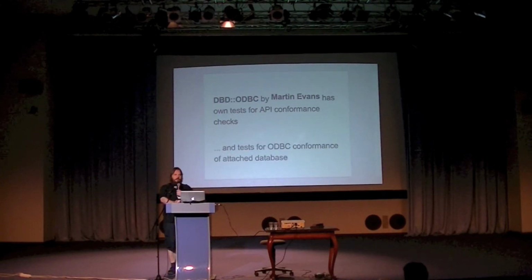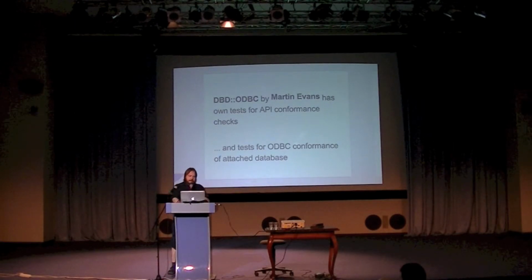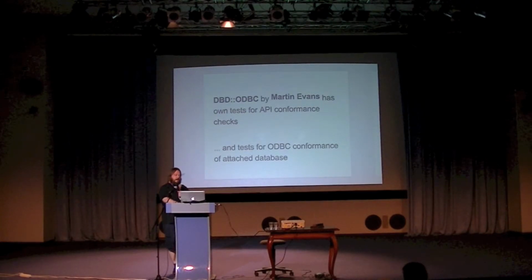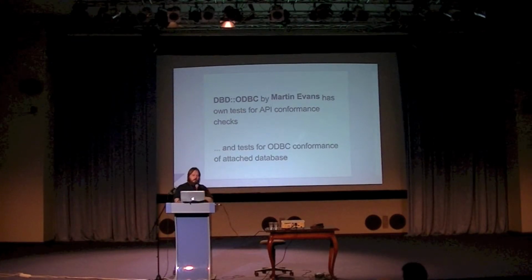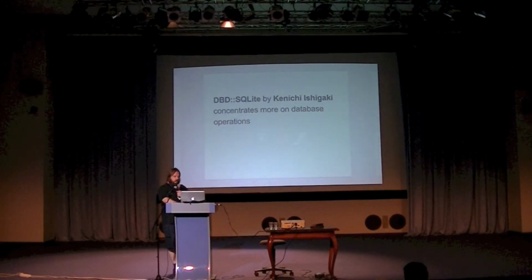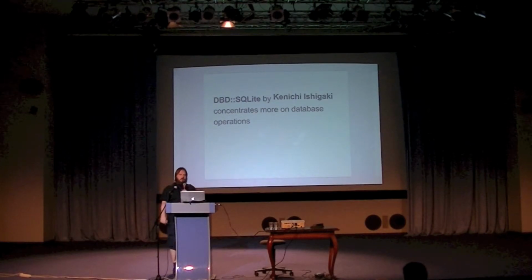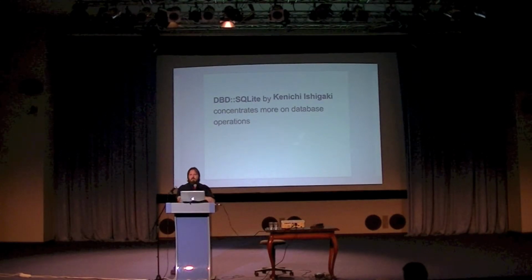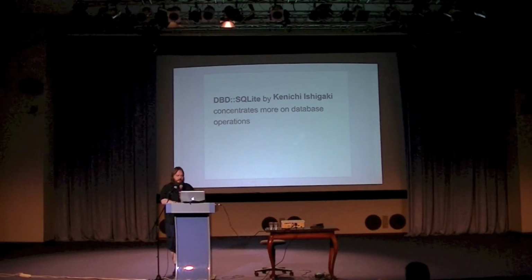Then we have DBD::ODBC, probably everyone knows. DBD::ODBC has a lot of tests, but for ODBC conformance, not really for whether the DBI API is correctly used. We all think it is. We have very few bug reports for that, but we aren't sure. DBD::SQLite concentrates on SQLite operations. It doesn't test DBI conformance at all. Well, someone will tell if it fails.